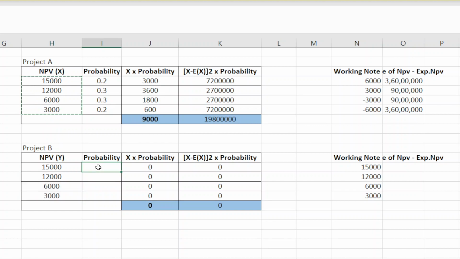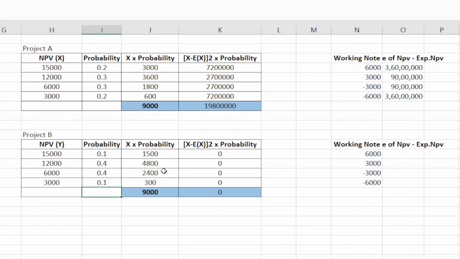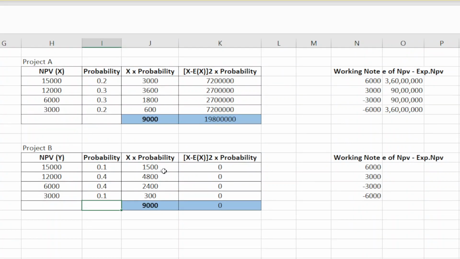Probability changes. 0.1, okay, 0.4, because I have already done all the calculation, Excel is helping me. 0.4 again, and 0.1. Okay, so expected NPV is 1500, 4800, 2400 and 300, and the total is 9000 again. Then I need to do the variance of the project. Before that, I need to go for working note.